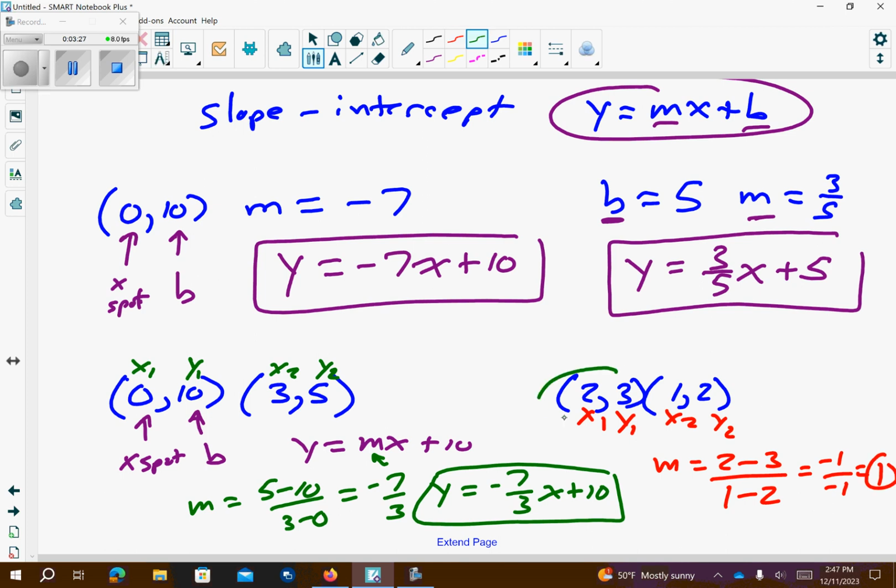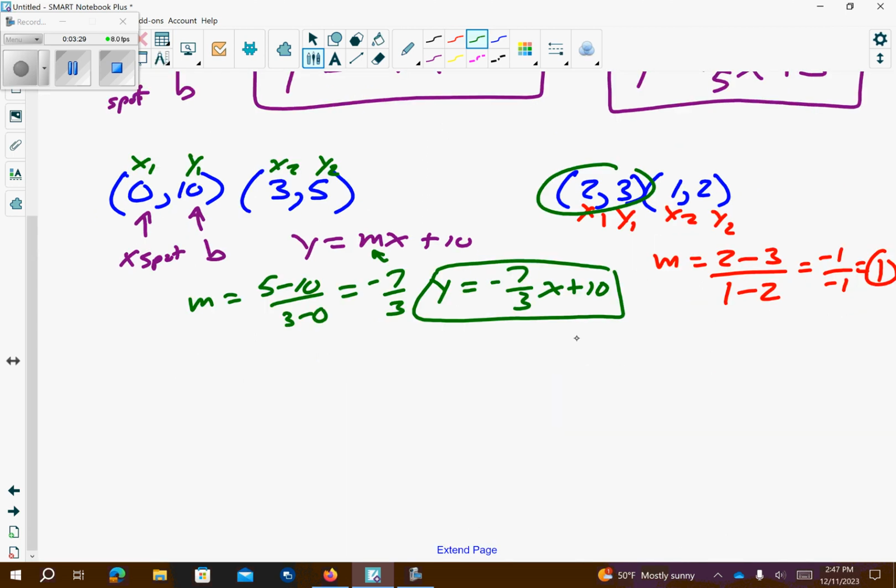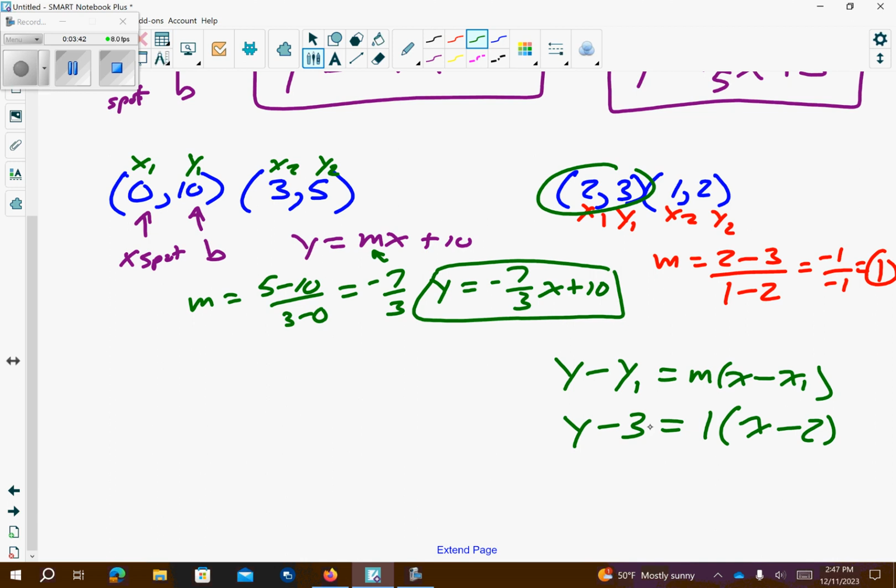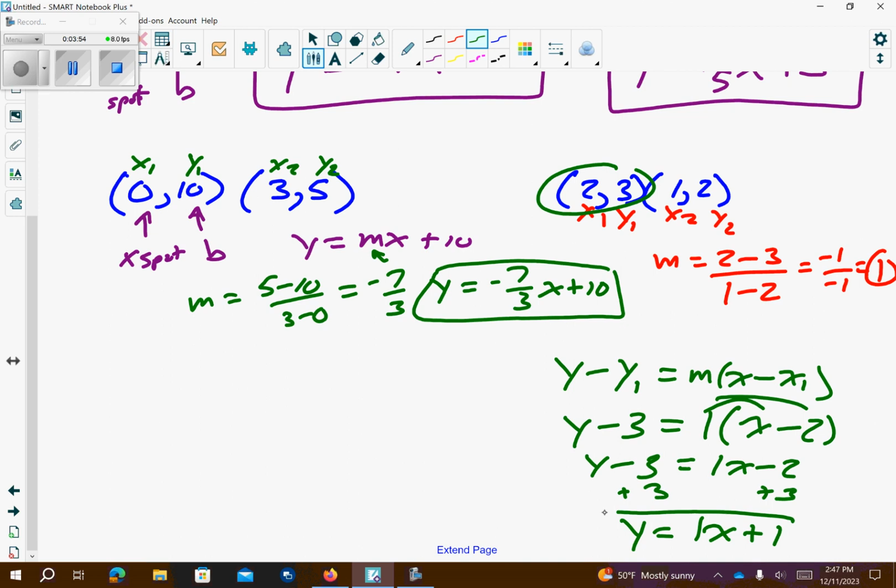And then I'm going to use this right here for point slope. So my point slope's this. Let's plug the values in. So I get y minus 3 equals 1, x minus 2. Remember, these values are opposite, the x and y's. So I'll distribute over this. So I get 1x minus 2, add 3 to both sides. Okay, y equals 1x plus 1. And that's how you do that.